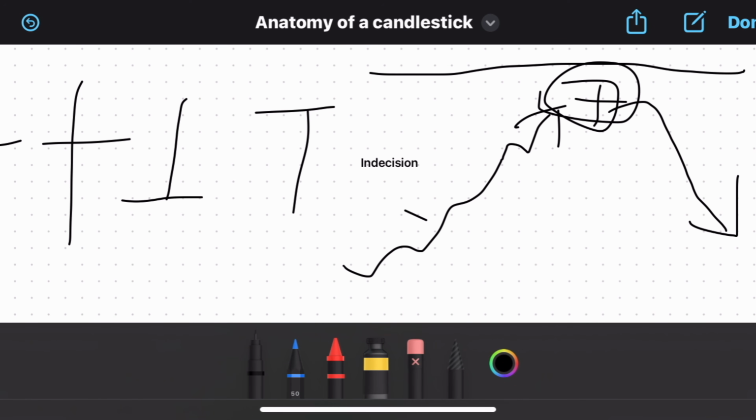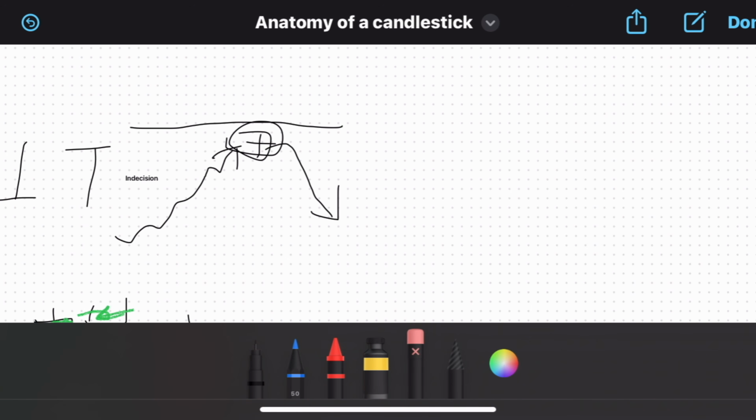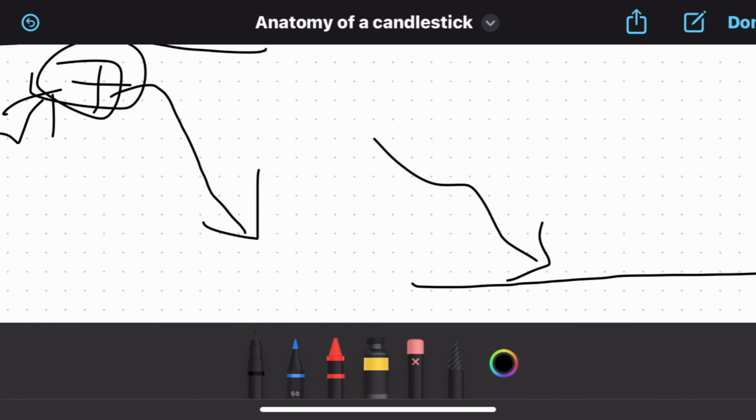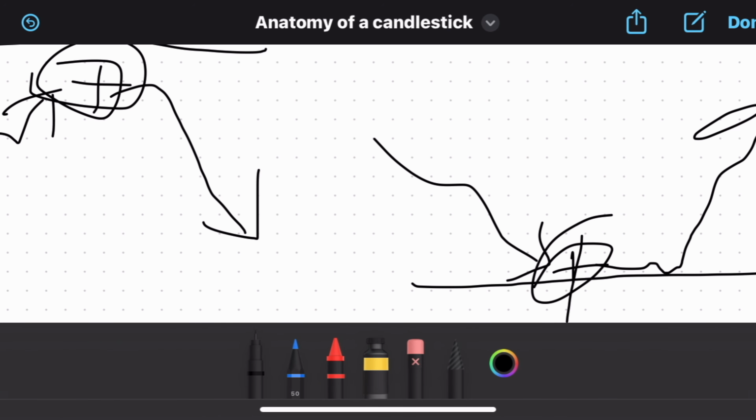The same could apply when the market is trending downward, and then at a certain support level you find a doji candlestick, whether it is a gravestone or a long leg doji. There's a high probability that the market will just continue back upward. So this is what we call a reversal candlestick pattern.